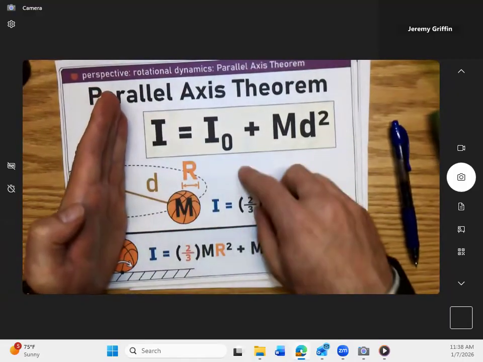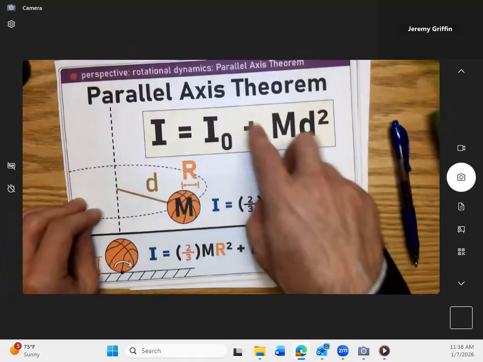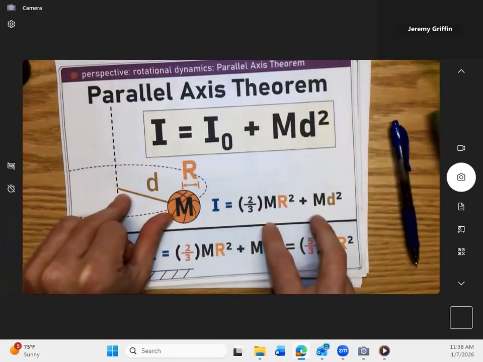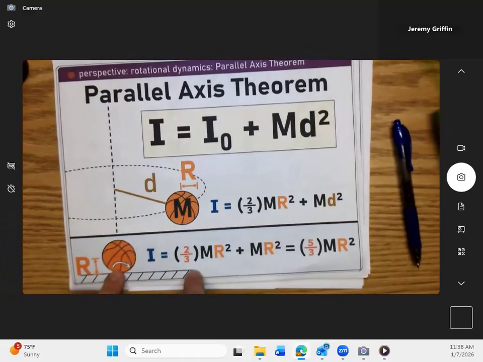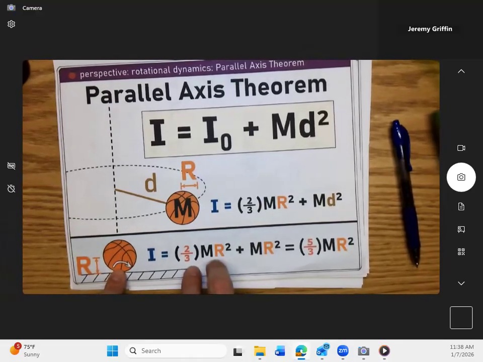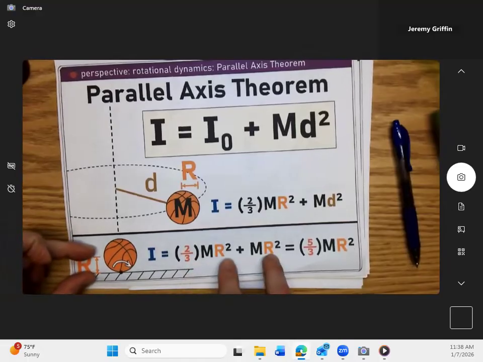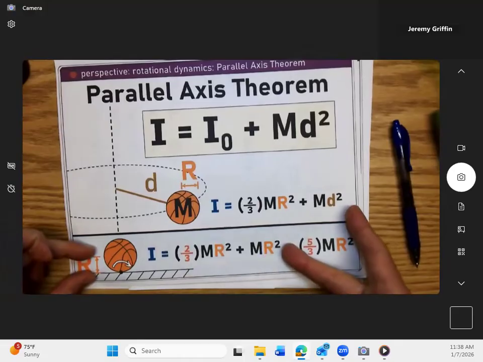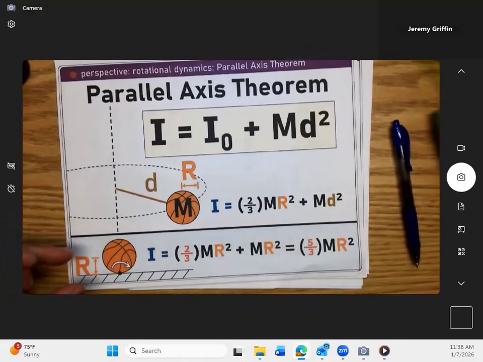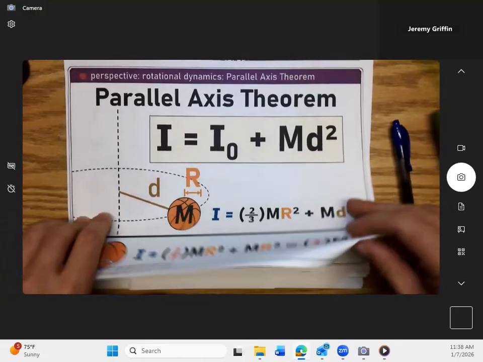So all you do is very simply take the table value and add md squared, where d is the offset distance. So a basketball rolling across the floor, well, spinning on your finger, it's 2/3 mr squared. But rolling across the floor, you guys see it's actually rotating about this point down here. So the offset distance turns out to be the radius of the basketball. So I can add mr squared, like md squared, and the inertia of rolling across the floor is more like that. Okay, so you guys remember that?